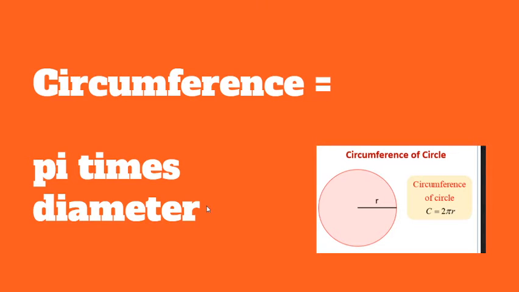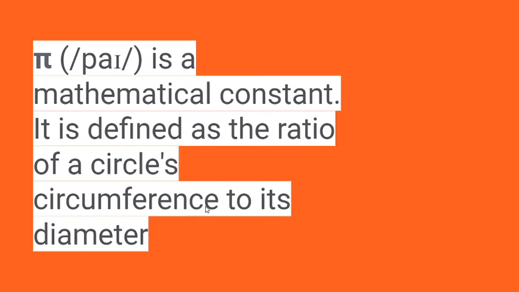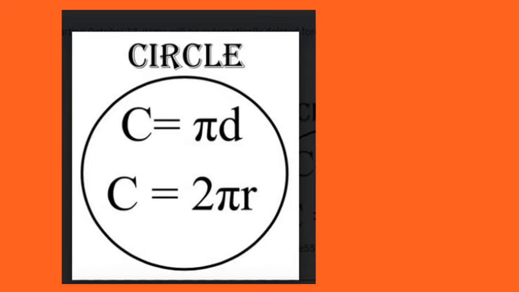What is pi? Well, pi is a number that is a mathematical constant. It's defined as the ratio of a circle's circumference to its diameter. So it's actually related to the diameter and the circumference in a very specific way. It's a very specific ratio. If we look at the formula for circumference, we can take pi times the diameter, or we can take 2 times pi times the radius. So either one of those formulas will work just fine.